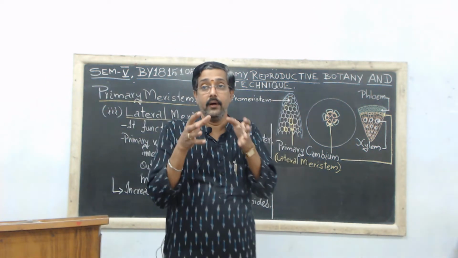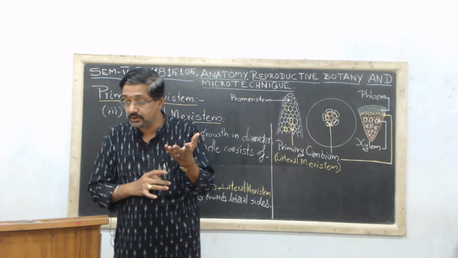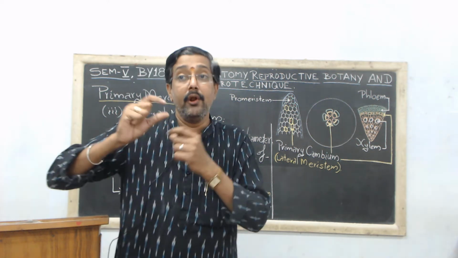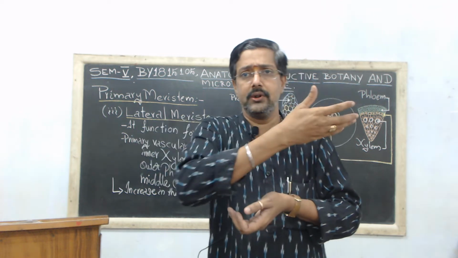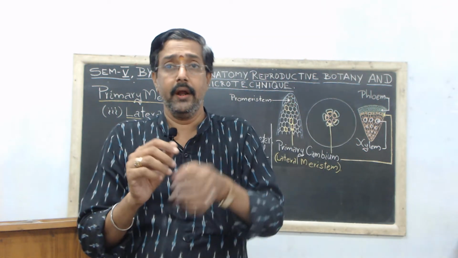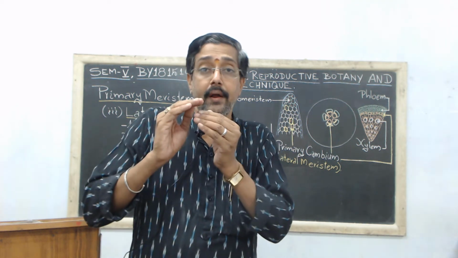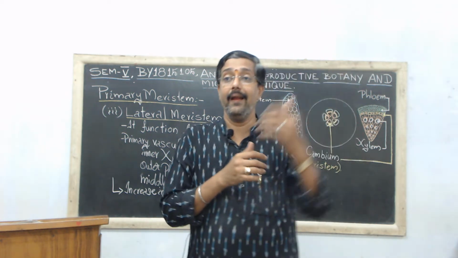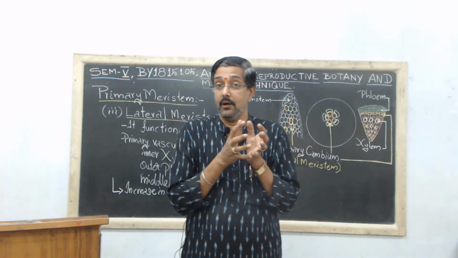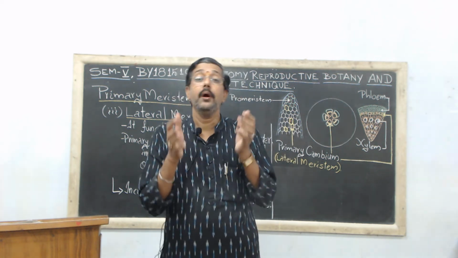Okay, and the second one is what? Intercalary meristem. Intercalary meristem extends nodal and internodal length. So gradually, what we saw in the last session in monocotyledons or in gymnosperms such as Pinus, the increase in length in the needle or increase in internodal length is enunciated by the specific function of intercalary meristem.